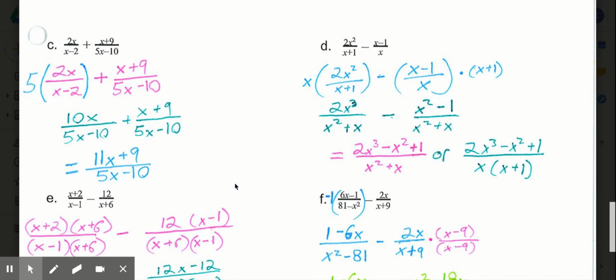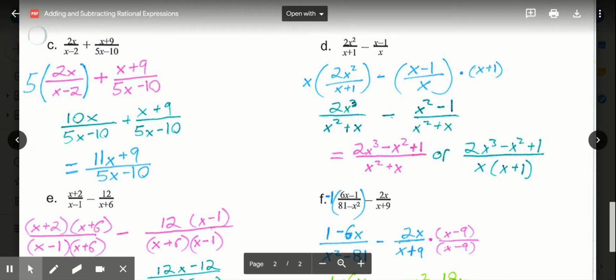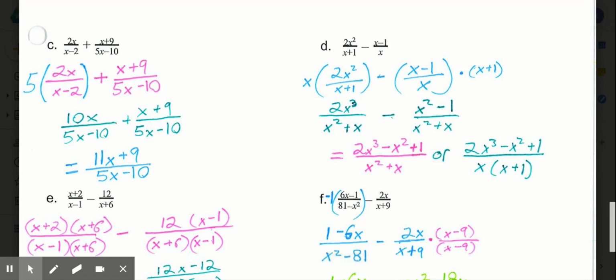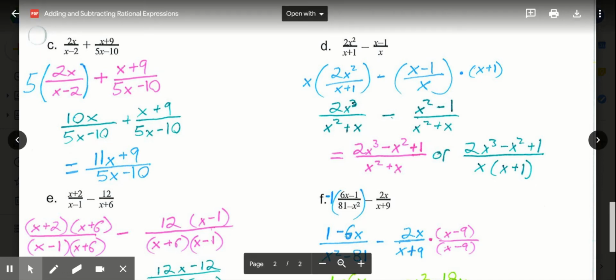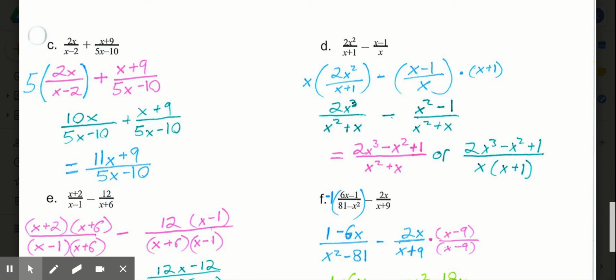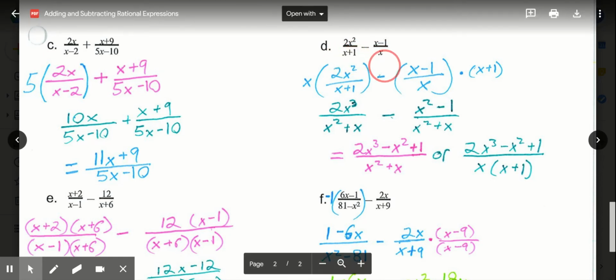And then C and D. In C, x minus 2 can easily become 5x minus 10 if we just multiply each part by 5. So our common denominator is 5x minus 10. So in this case, multiply the left by 5, and we get 10x over 5x minus 10 plus x plus 9 over 5x minus 10. Combine like terms on top, and we have 11x plus 9 over 5x minus 10.